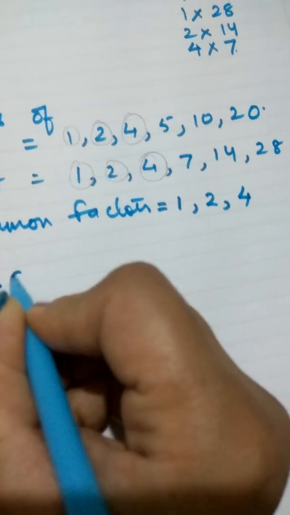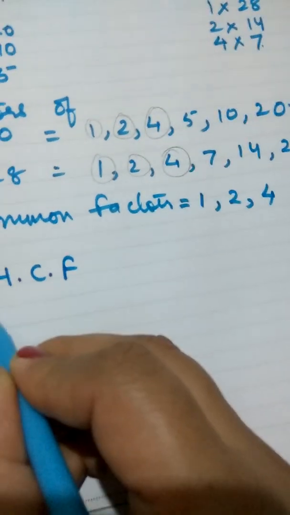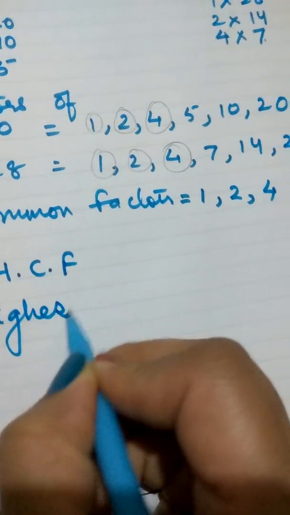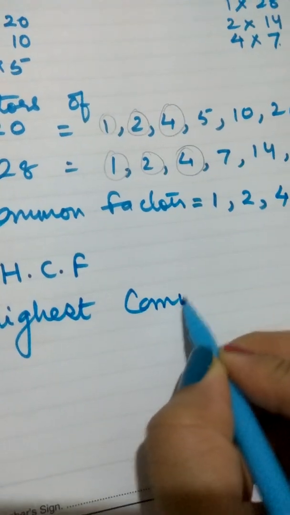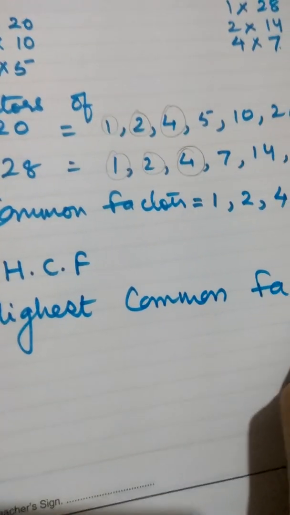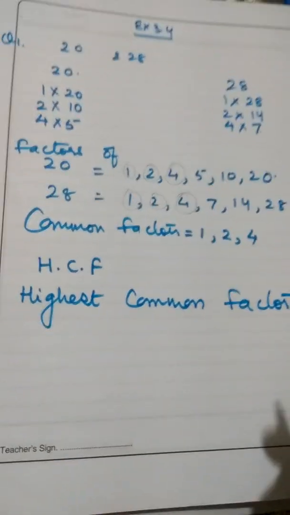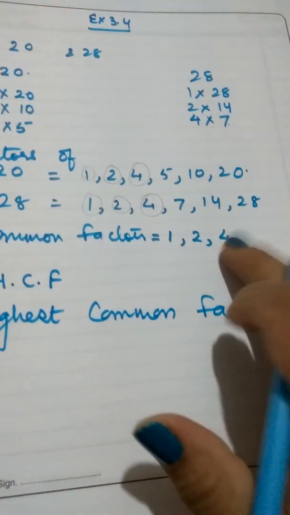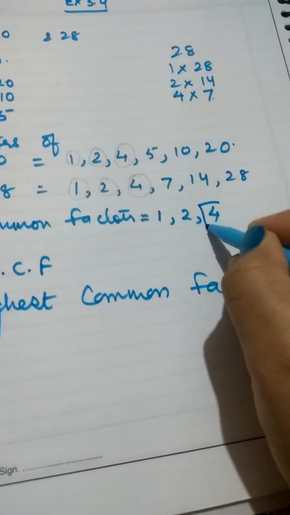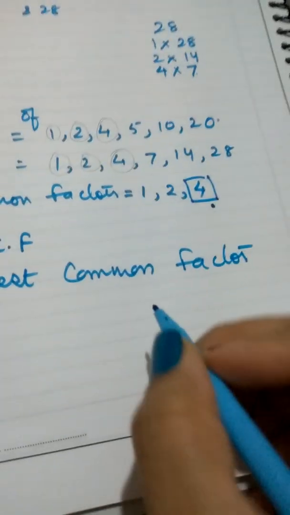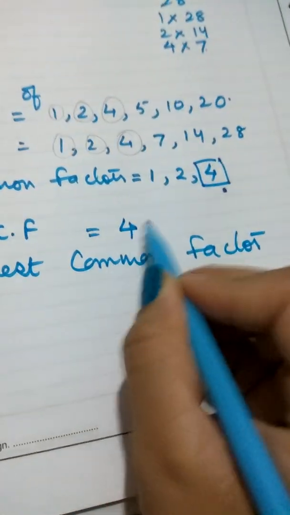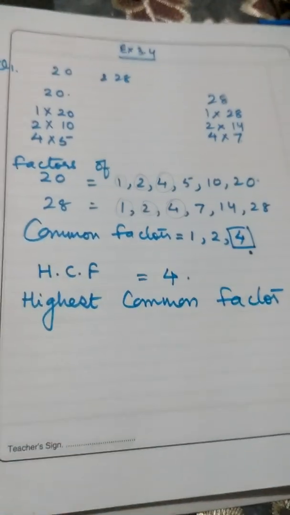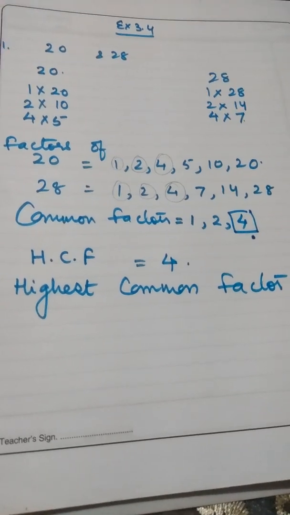So similarly, if we go for HCF in this question, then the meaning of HCF is the highest common factor. So as the meaning suggests, out of all the common factors, I have to find the highest one, and this is the highest common factor. So HCF will be equal to 4. So this is how we find HCF for any two given numbers.